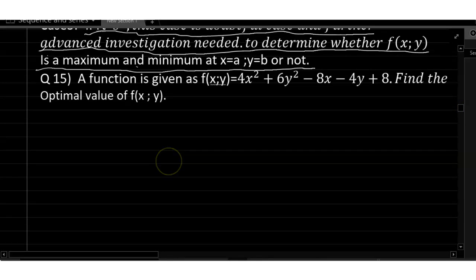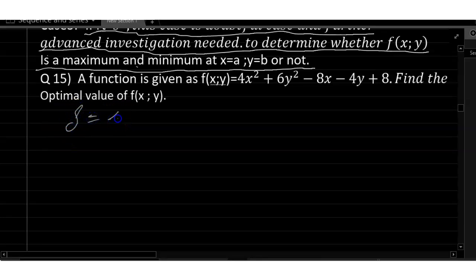Now I will solve another problem based on maxima and minima. Optimal values. Friends, next problem. A function is given as f(x,y) equals 4x square plus 6y square minus 8x minus 4y plus 8. Find the optimal value of f(x,y).